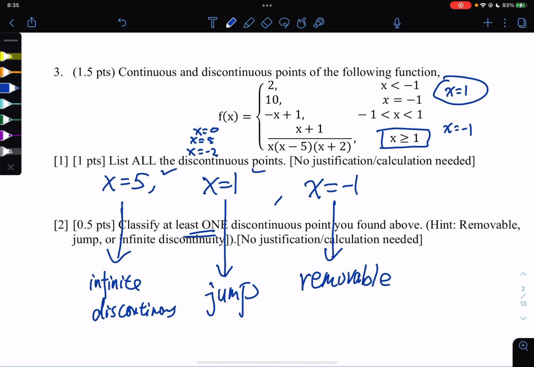but you need to list that they are all discontinuous points. So that's all the explanation we have for quiz number 4.